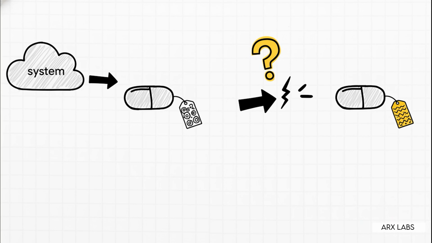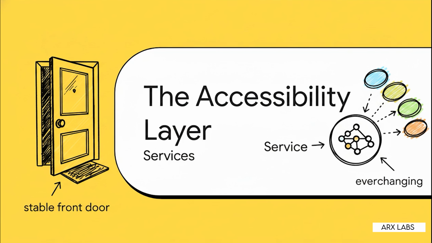But wait a minute. This whole automated healing thing, it creates another problem. When a pod dies and that replica set replaces it, the new pod gets a brand new, totally different IP address. So if other parts of your system were trying to talk to the old IP, that connection is now broken. How can anything find your application if its address is constantly changing? So what we need is a stable front door. We need a single, unchanging address for our group of constantly shifting pods.